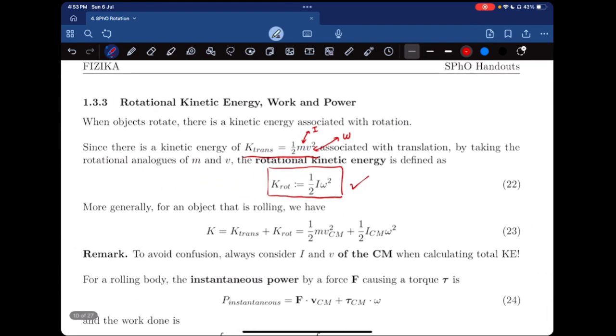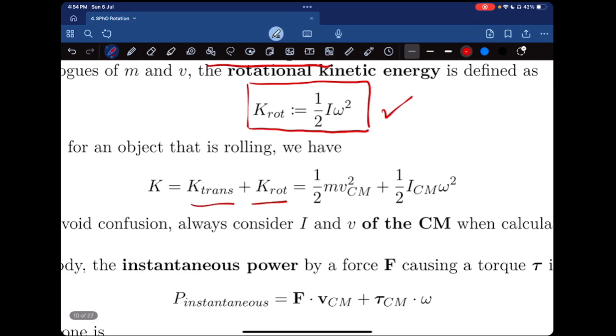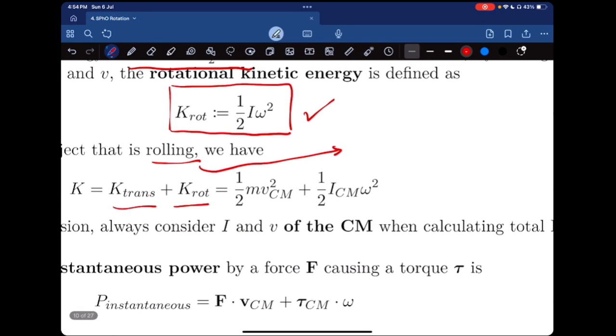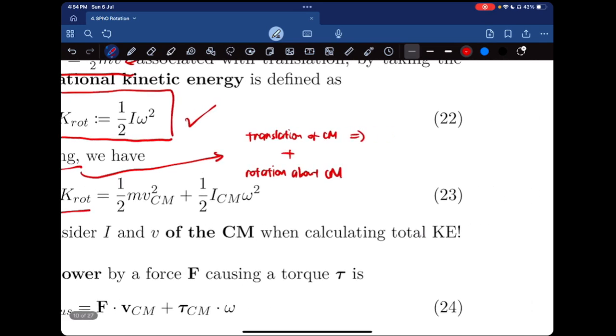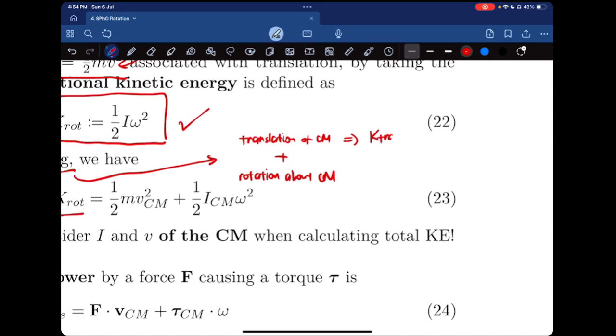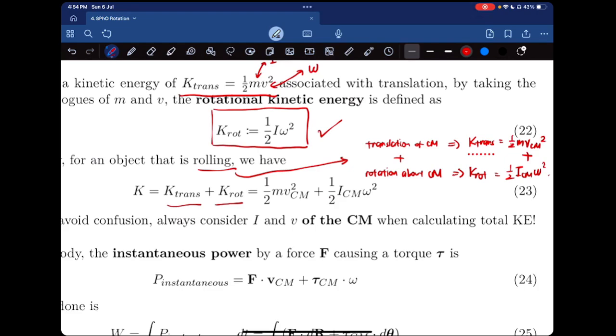When you have an object that's rolling, you have to sum the translational and rotational kinetic energies. Now, recall that rolling is translation of CM plus rotation about CM, which means that your translational KE is half m times the speed of the CM squared, and your rotational KE is half I_CM omega squared. You sum them together to get the total KE of your rolling object.